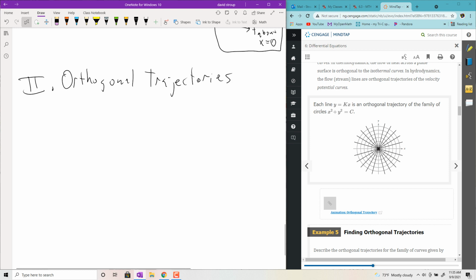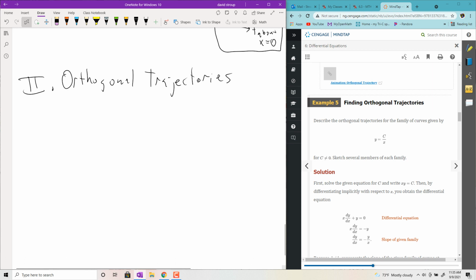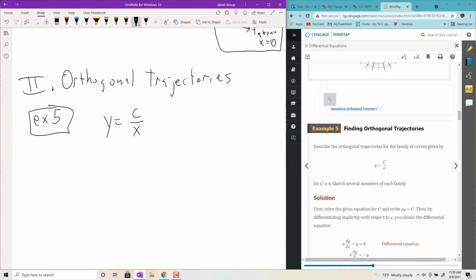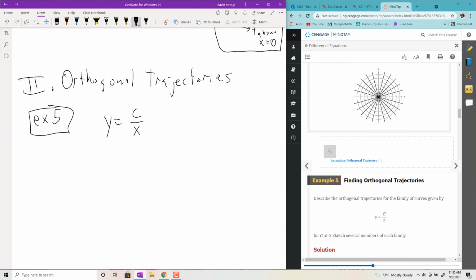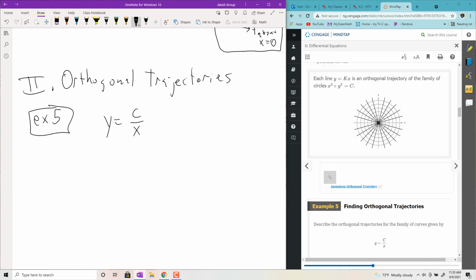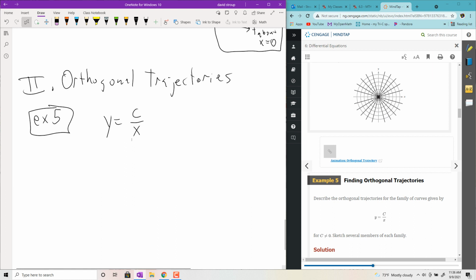If given a differential equation, or even given a family of curves, like in example 5, what you're after is a family of curves such that when you draw that other family of curves on top of the original family, all of the curves are perpendicular to each other. Orthogonal is just another word for perpendicular. They also use the word normal in Calc 3. So those are all the same. We want to produce another family of curves that is orthogonal to this given family.